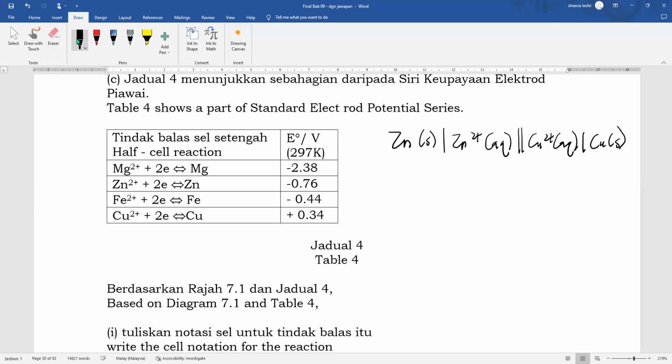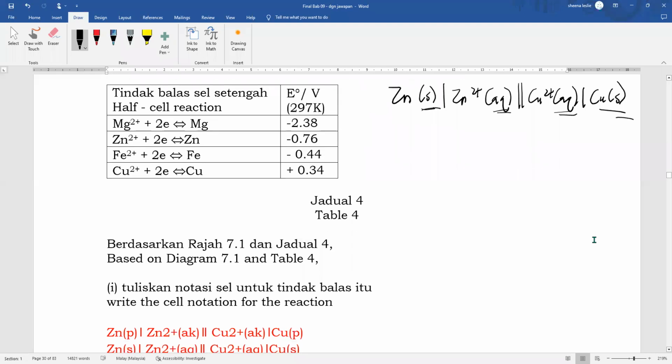I want you all to write the physical states again because we don't know what their marking scheme is. How many of you don't know how to write cell notation? Okay, you know, so I won't waste time. Cell notation, you already know.